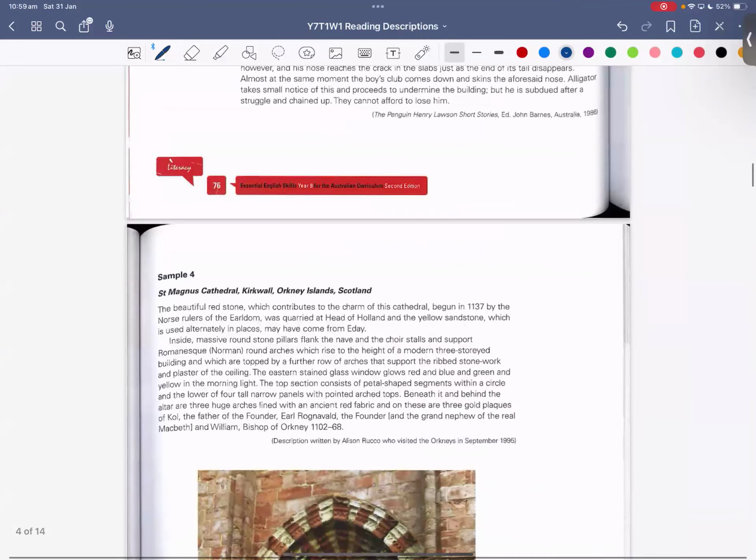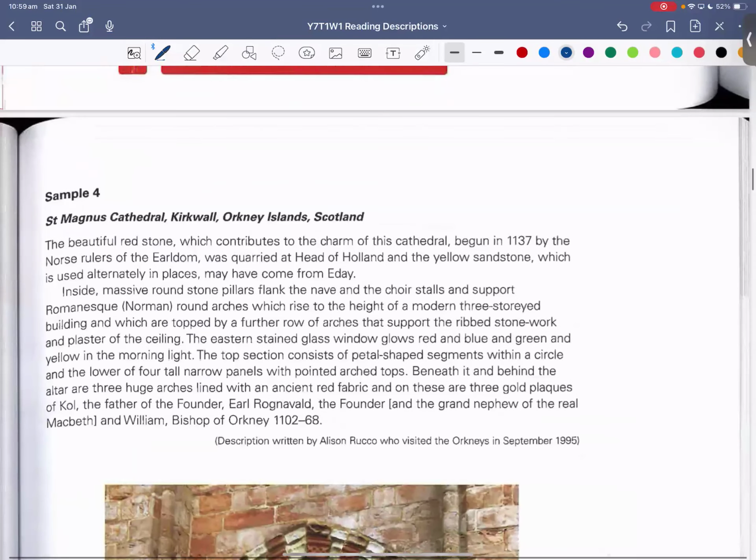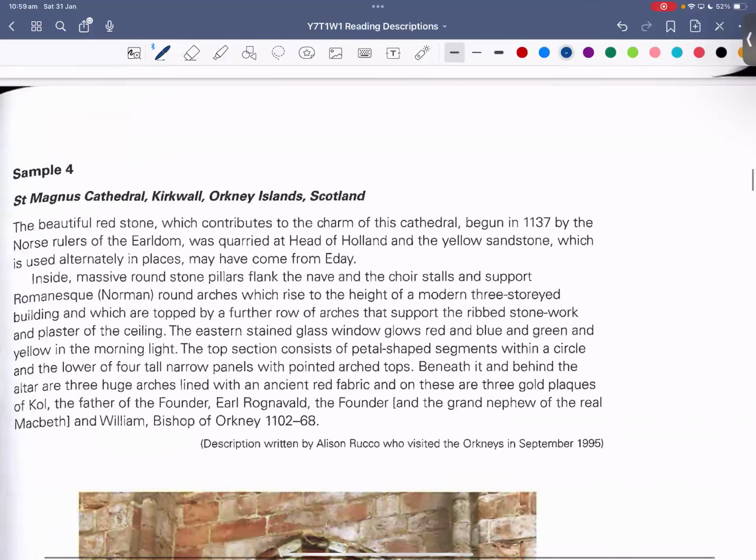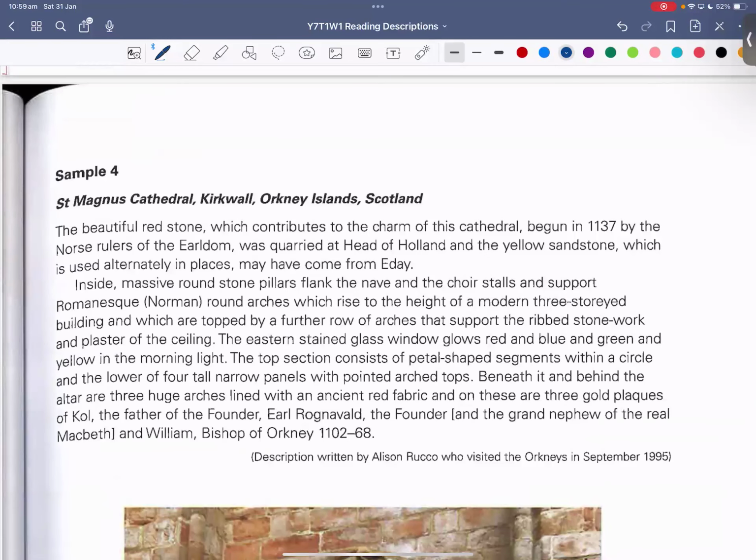Okay, anyone want to read St. Magnus Cathedral, Kirkwall, Scotland? Yes, in the back? Boys, second row. Let's start with the Constitution. Yeah, 1137.